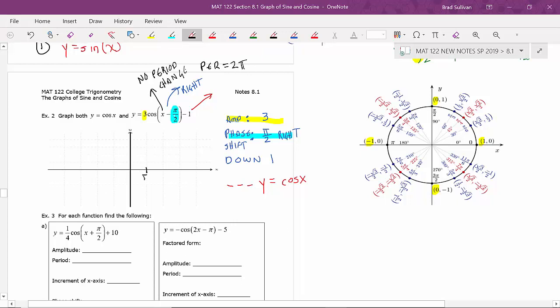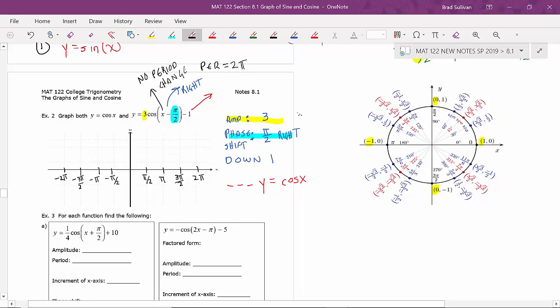So go ahead and get your x scale figured out. So we're going to go pi over 2, pi, 3 pi over 2, 2 pi, and then also do the negatives. Okay, and then the other thing is the amplitude and vertical translation tell you a lot about how you should set up this y scale.